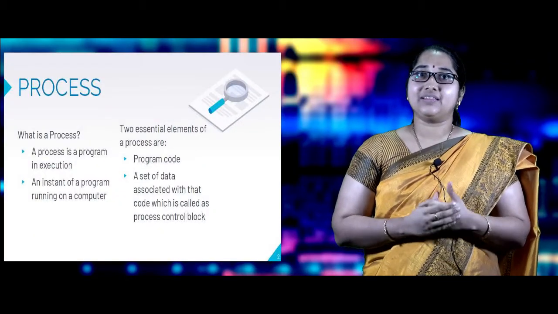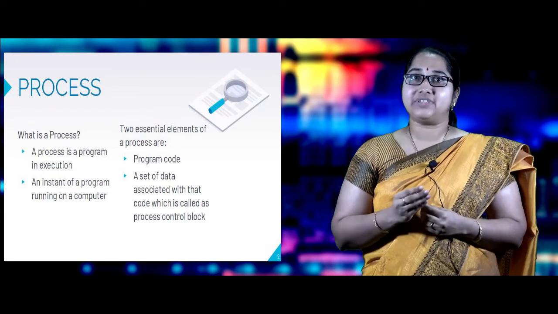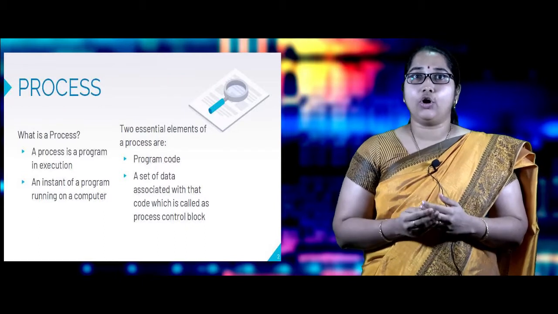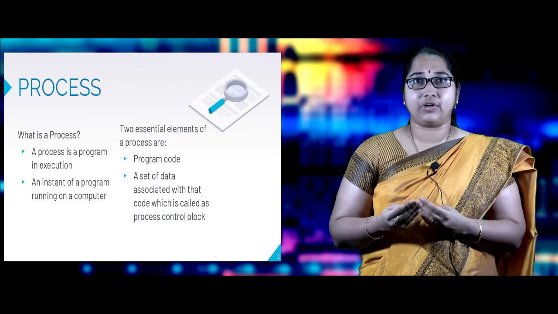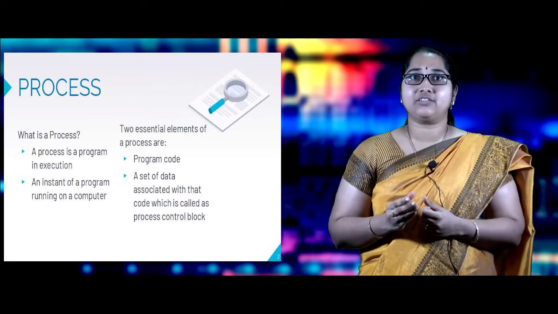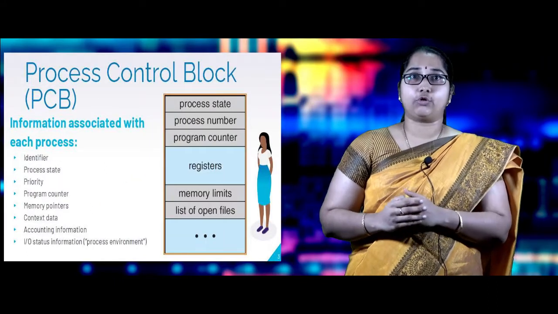A process is a program in execution. That is, it is an instance of a program which is running in the computer. For example, if you want to take a printout, or you want to perform some calculations in the Excel sheet, or you want to type some Word document, all these things are programs, and when running, they are called a process. Now let us see what a PCB or a process control block is.